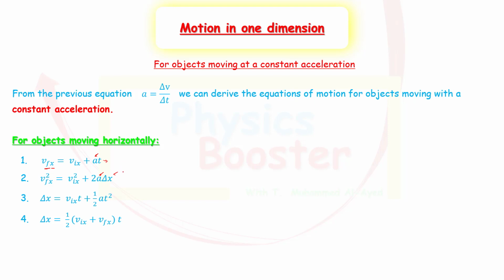Why did we change it from delta d to delta x? Well, because we are moving horizontally. It's more common to use the term delta x. So when you see the term delta x, that means you're talking about displacement, okay?